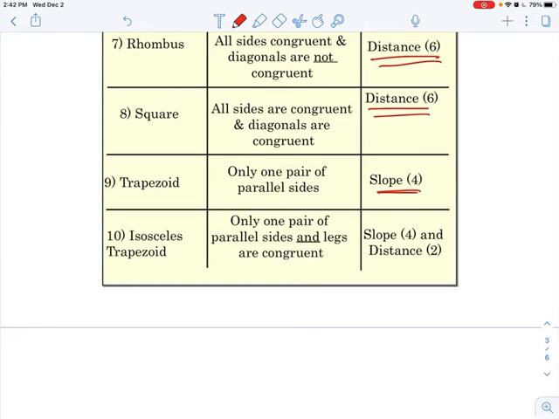And an isosceles trapezoid, only 1 pair of parallel sides and the legs are congruent. So just like with the trapezoid, the first thing that you're going to have to do is use the slope formula 4 times to show you have the 1 pair of parallel sides and that the other pair is not. And then you'll need to use the distance formula 2 times to get your non-parallel sides congruent.